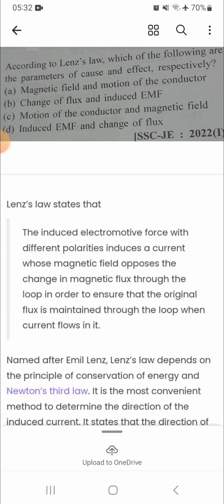So magnetic options are the magnetic field and the motion of the conductor, change of flux and induced EMF, motion of the conductor and the magnetic field, and the induced EMF and change of flux. So here the answer is option B, change of flux and induced EMF.